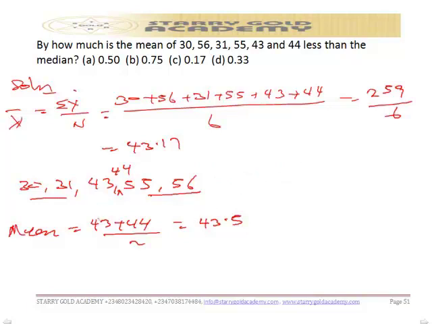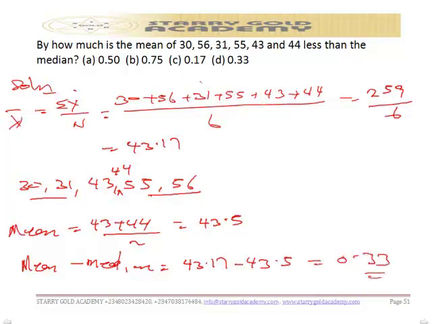So the question asks by how much the mean is less than the median, which means median minus mean, that is 43.5 minus 43.17, to give us 0.33, which is option D as the answer.